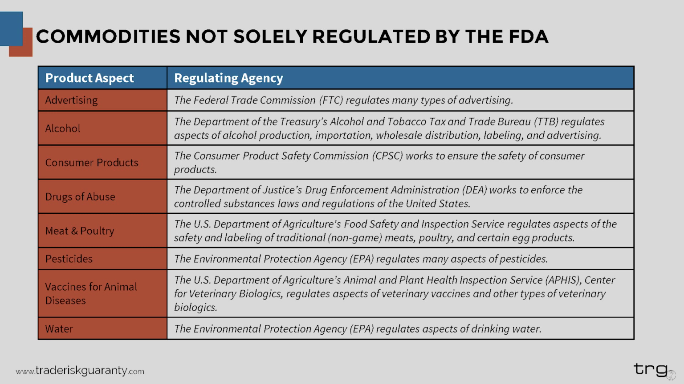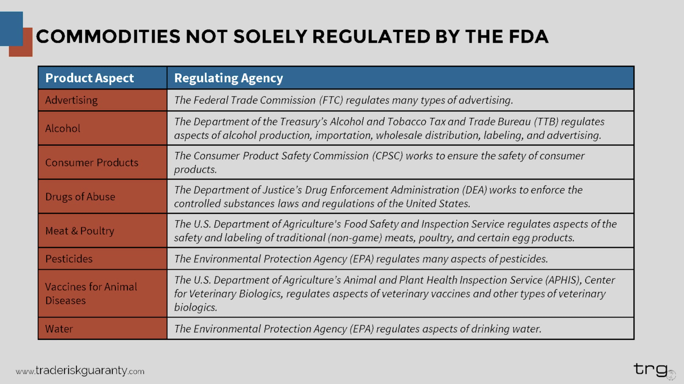Pesticides. The Environmental Protection Agency, EPA, regulates many aspects of pesticides. The EPA sets limits on how much of a pesticide may be used on food during growing and processing, and how much can remain on the food that the end consumer is going to buy.